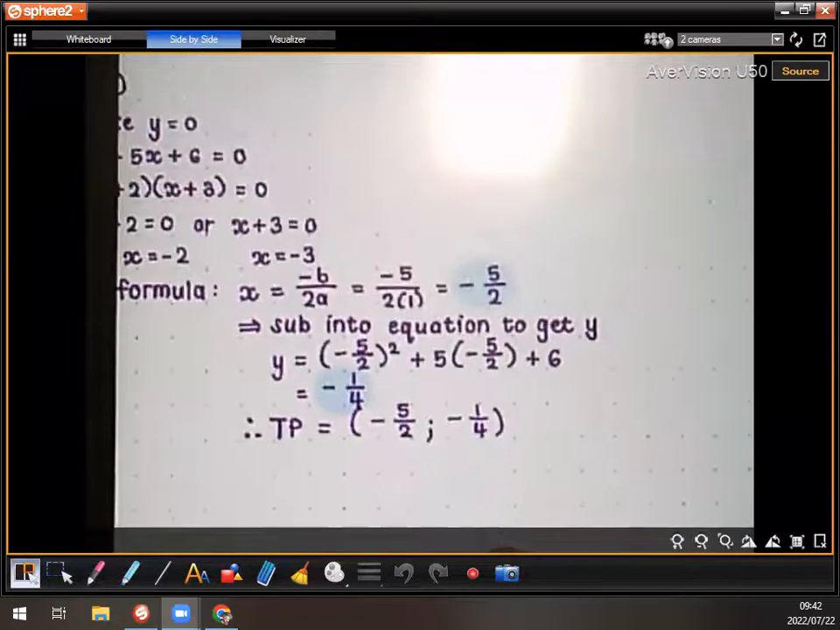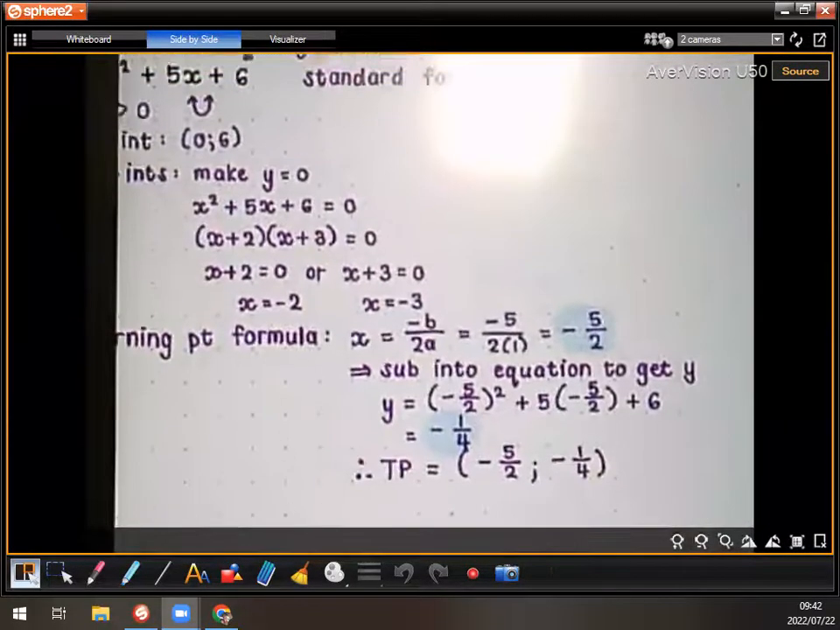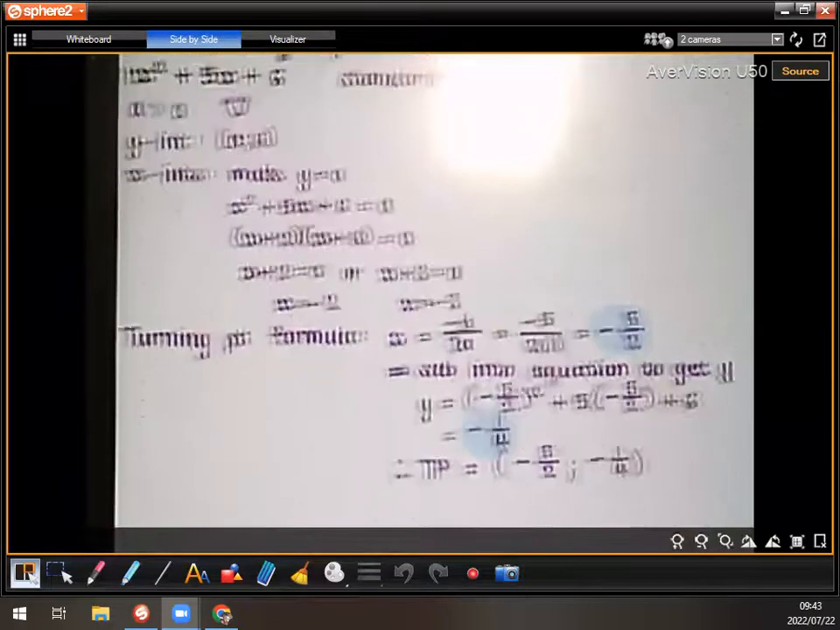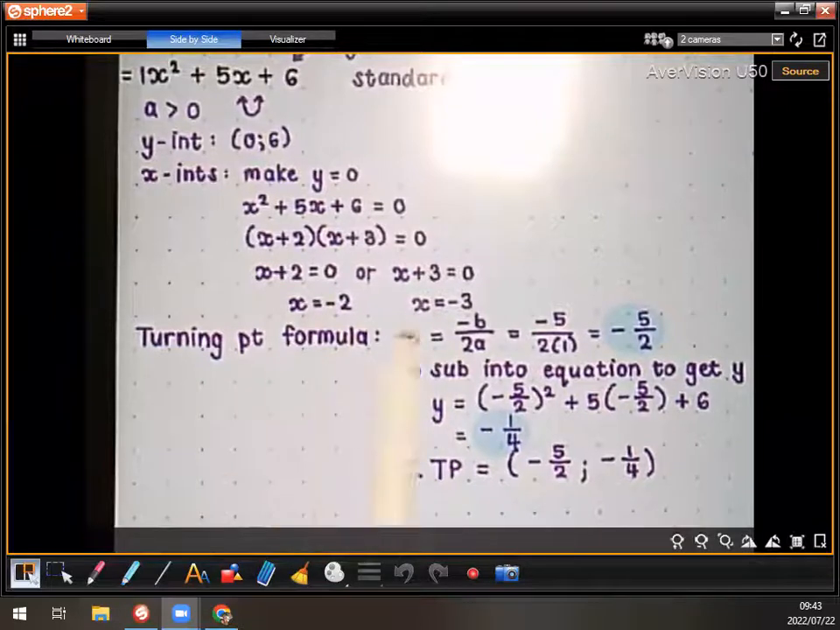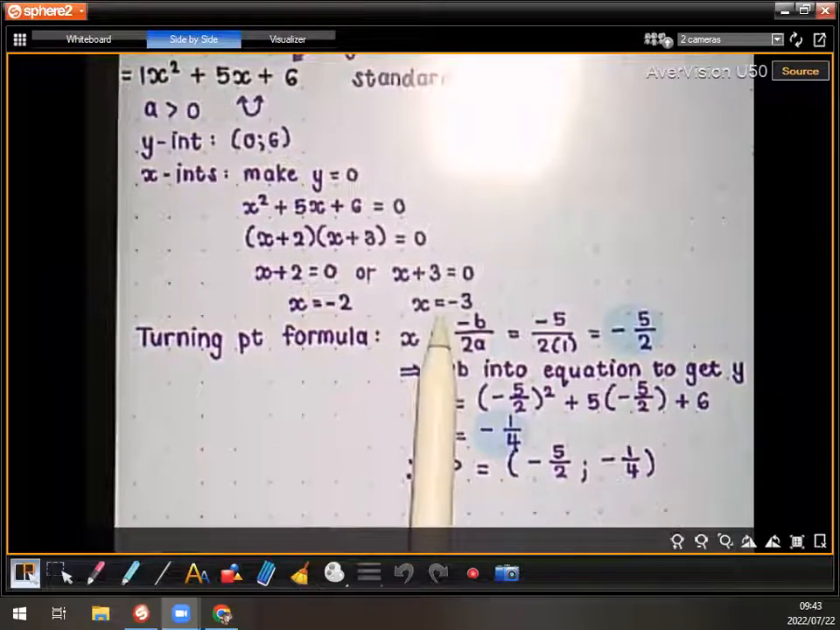Let's quickly look back at all the information that we have. We actually have 4 points now. We have a y-intercept, a 6. We have 2 x-intercepts, right? One at negative 2 and one at negative 3.